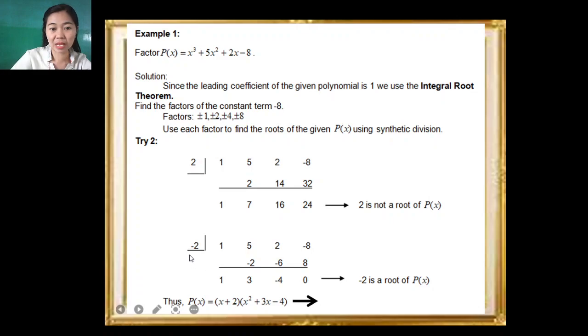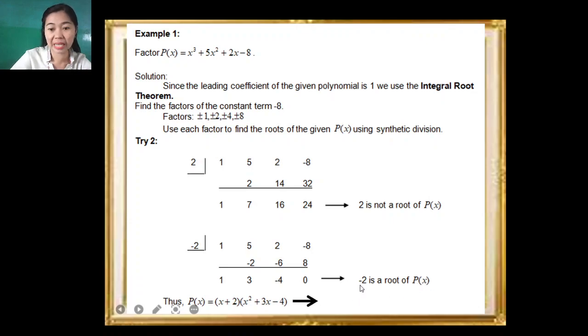So, if we are going to use negative 2, then let us do again the synthetic division. Bring down 1, then multiply 1 by negative 2. So, we have negative 2. 5 plus negative 2, we have 3. 3 times negative 2, we have negative 6. 2 plus negative 6 equals negative 4. Negative 4 times negative 2 equals positive 8. And then negative 8 plus 8 is 0. Okay na. So our remainder is 0, which means that negative 2 is a root of our polynomial equation.